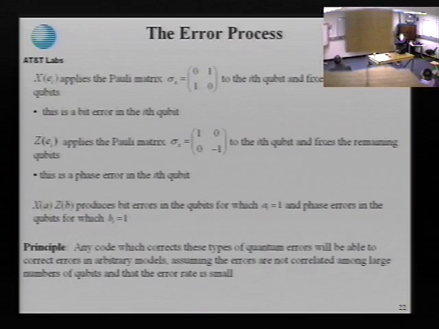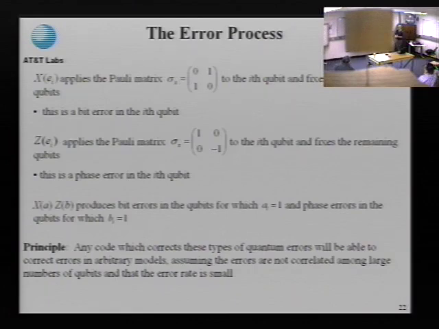Well, let me tell you. I'm going to hide behind work by physicists, which says that if I can build a quantum error correcting code that works with respect to this discrete model, then I'm okay. All right, so I'm going to tell you what the discrete model is.